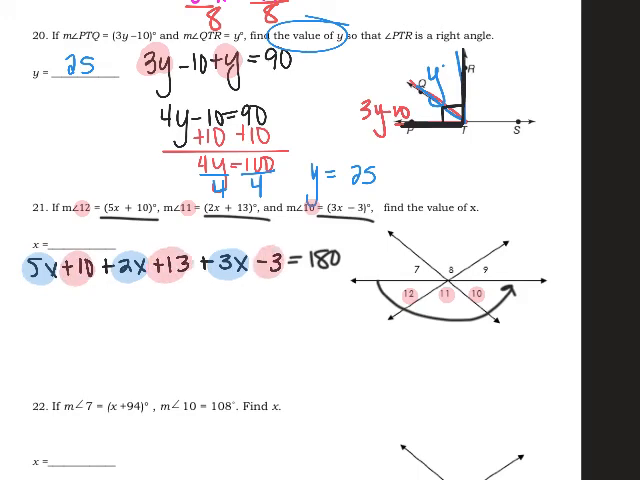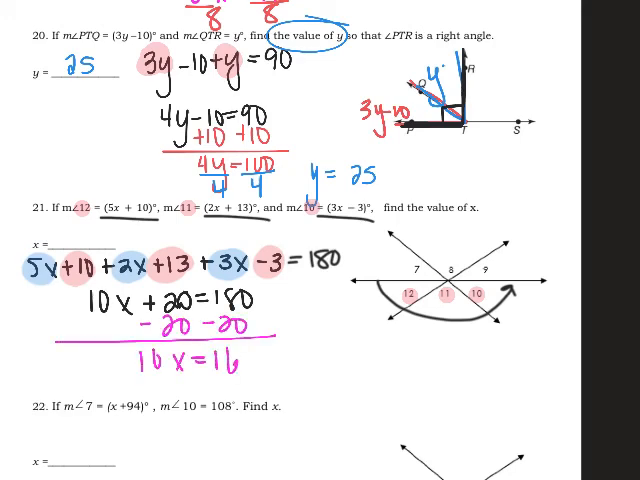All right, 5x plus 2x plus 3x. How many x's did y'all get? 10x, good. All right, what's 10 plus 13 minus 3? 20. And then what do we want to do? Subtract 20. 10x is equal to 160. And then what's our last step? Divide by 10, and x is equal to 16.